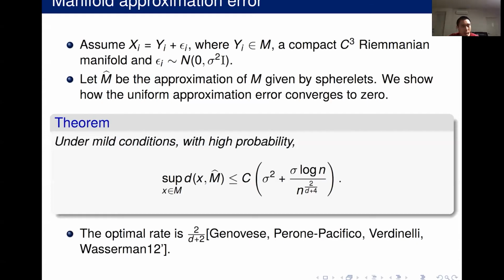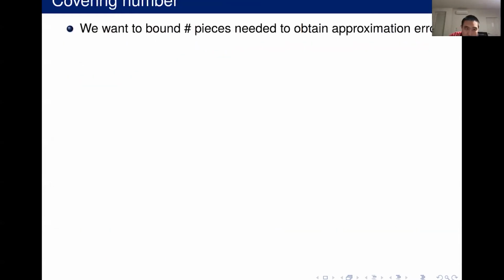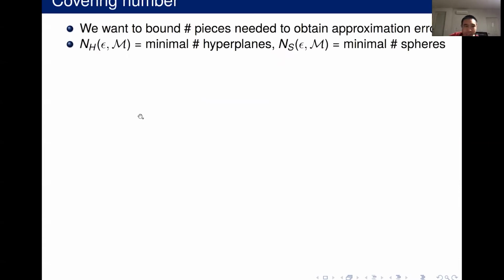Okay. And then remember that we claim that the number of pieces used to approximate the manifold by spheres is smaller than the number of pieces of hyperplanes. So we'd like to show it as well. We want to bound the number of pieces needed to obtain the approximation error epsilon. Let N_H(epsilon, M) be the minimum number of hyperplanes. Let N_S(epsilon, M) be the minimum number of spheres.